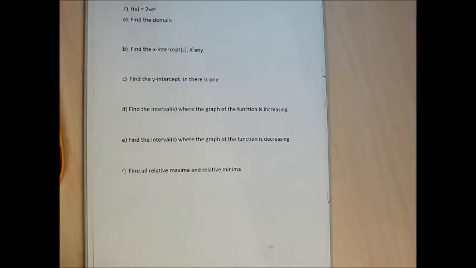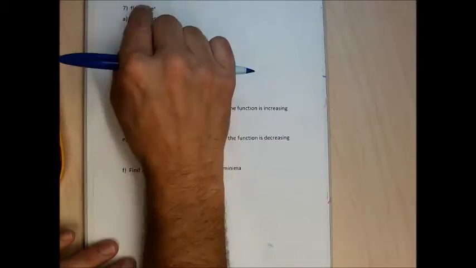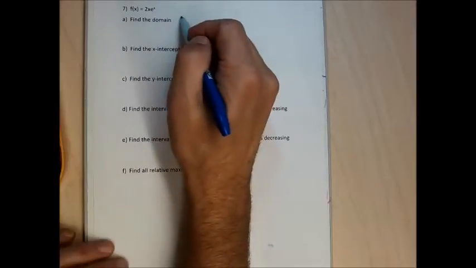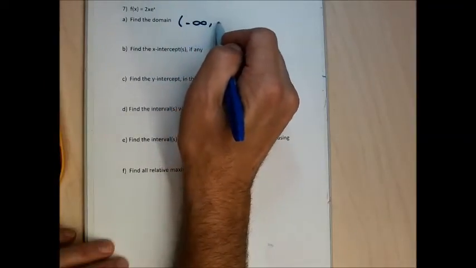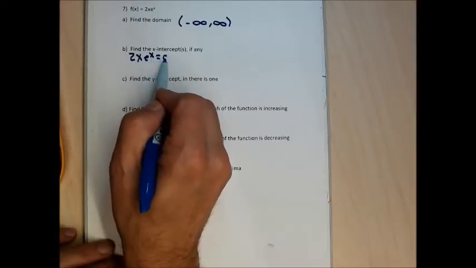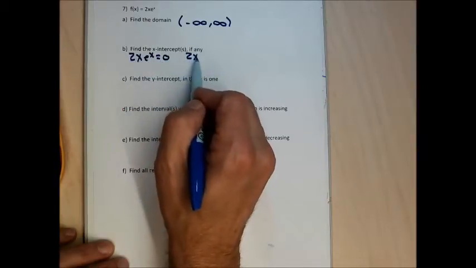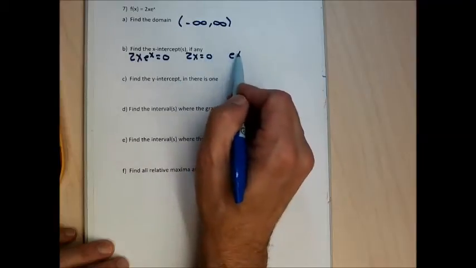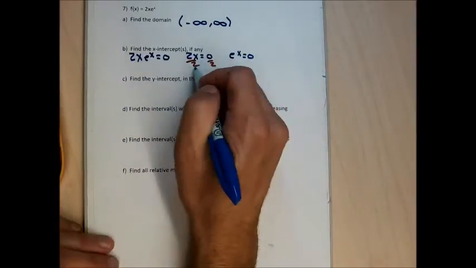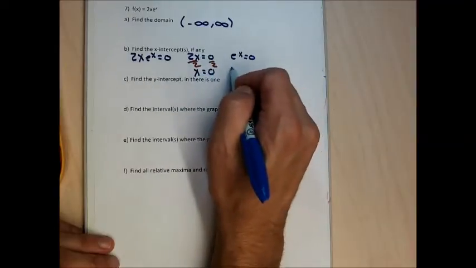This function doesn't have anything to restrict the domain. The 2x and e to the x are defined everywhere. There aren't any fractions to make any asymptotes. So the domain for this is still going to be negative to positive infinity. To find the x-intercept, I'm going to take the function and set it equal to 0. This function's already factored, so I'm just going to split the factors up and set each factor equal to 0. The factor of 2x, if I divide both sides by 2, I get the x-coordinate of an x-intercept at 0.